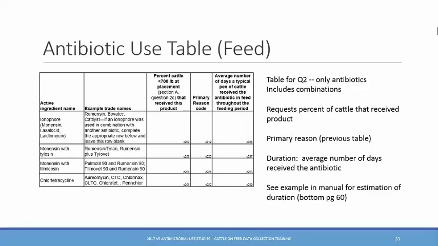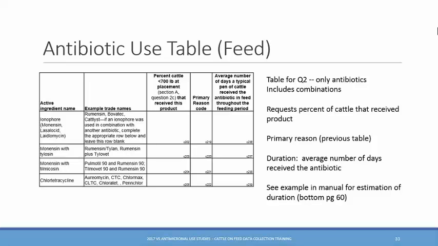We want to record the percent of cattle at placement that receive the product, the primary reason code, and here we have the average number of days a typical pen of cattle receive the antibiotic in feed throughout the feeding period. And so this is a duration variable that we're interested in, that you might get some feedback from producers about recording this information.